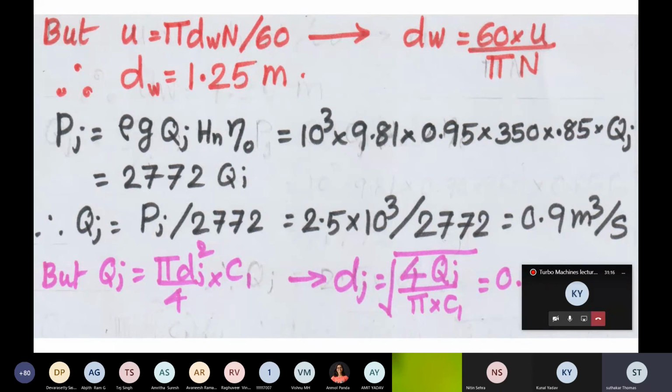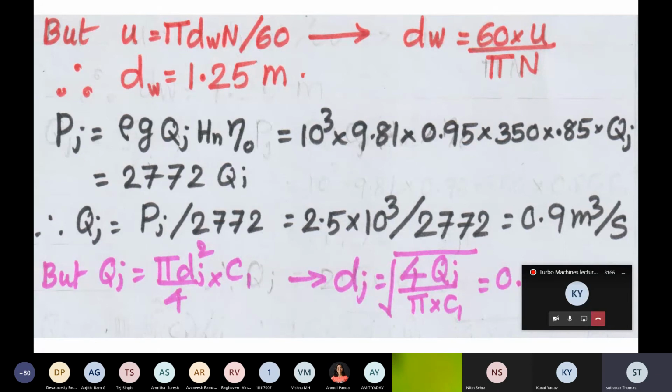So from this equation, we have to find out the discharge for one jet. It is power of the jet divided by all the other parameters from that equation. Power jet is equal to rho g Q jet into H net into overall efficiency. Or rather, the overall efficiency is defined as the power output divided by rho g Q jet into H net. So from that you calculate the volume flow rate, that is 0.9 meter cube per second.